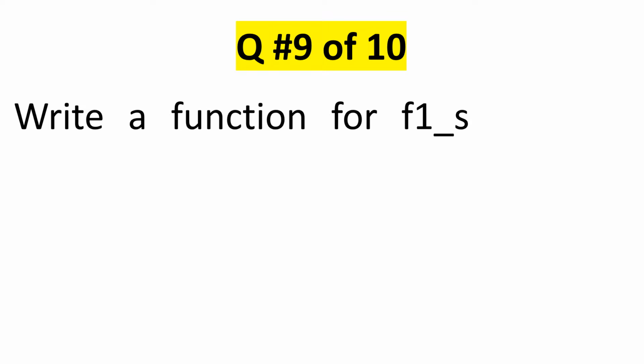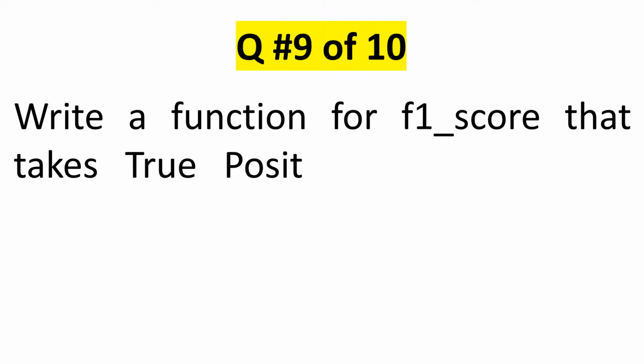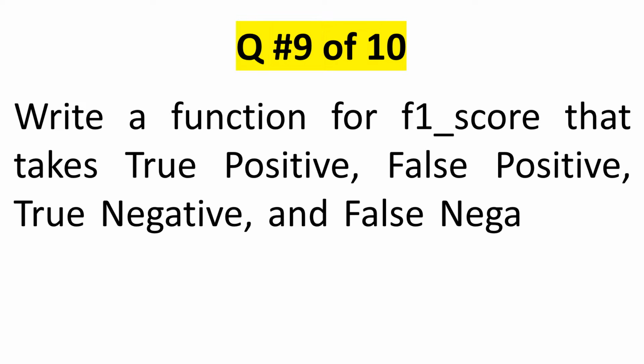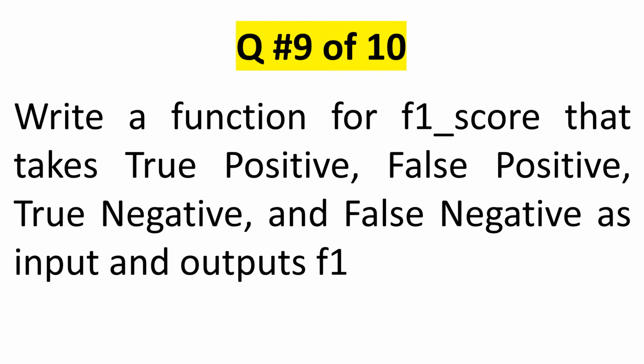Alright everybody, so here we are going to have a look at the ninth question. Here it says: write a function for f1 score that takes the true positive, false positive, true negative and false negative as input and outputs the f1 score, right? So this is what you're going to solve.